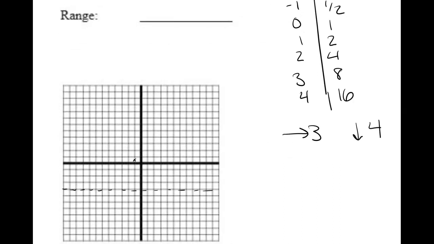So -1, 1/2, 0, 1, 1, 2, 2, 4, 3, 8, and then 4, 16 doesn't quite fit, but shifting those right 3 and down 4. Right 3, down 4. 1, 2, 3, 2, 3.